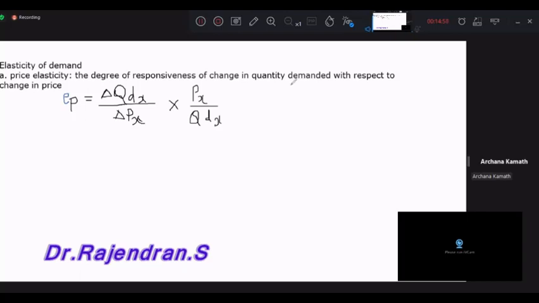you will actually get a negative value, but we take only the absolute value in terms of elasticity. So the range of elasticity is between 0 and infinity. We'll take it in the absolute sense, or the modulus value. 0 means there is perfect inelasticity in the commodity. Your demand curve will be a vertical straight line.